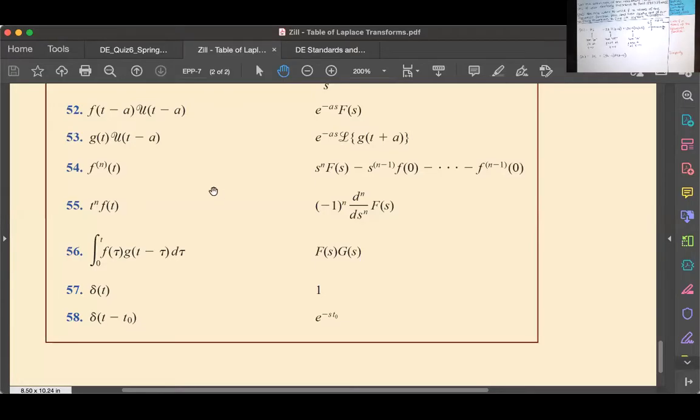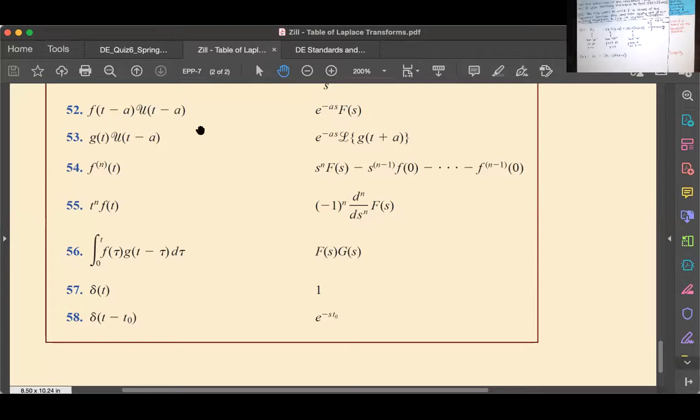And this particular table uses u of t minus a instead of h of t minus a, u for unit step function, as opposed to h for Heaviside function. It's the same thing. So 52 says that if you have f of t minus a times the Heaviside function at t minus a, the Laplace transform is e to the negative as times F of s.